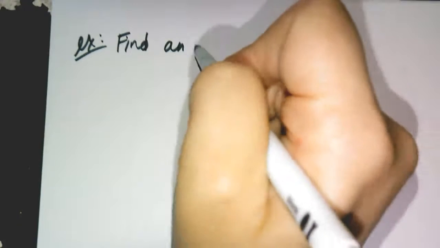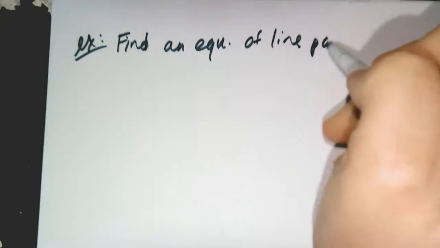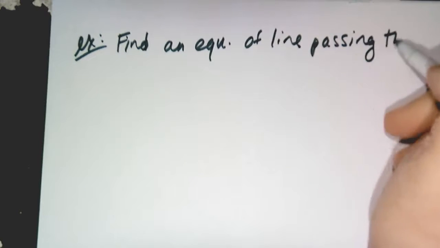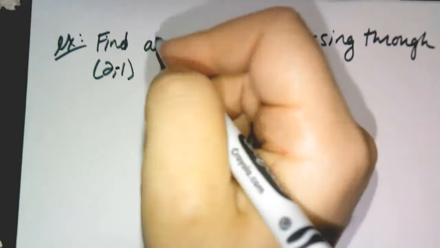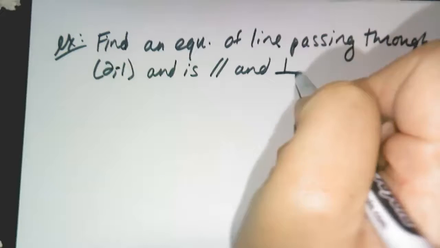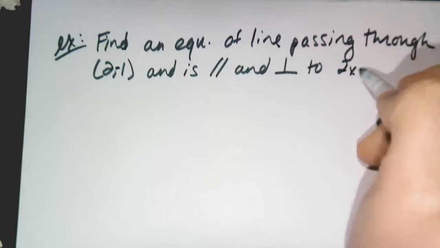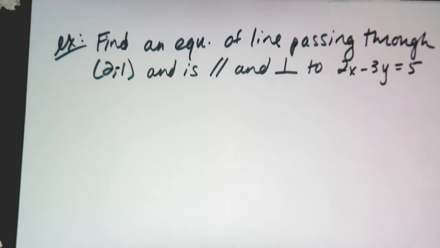All right, so I want you to find an equation of a line passing through the point 2, 1. I take that back, it's negative 1. Sorry. And is parallel and perpendicular, these are those symbols for parallel and perpendicular, to the line 2x minus 3y equals 5. There is a lot going on, and I'll explain it in a minute once you write this all down.